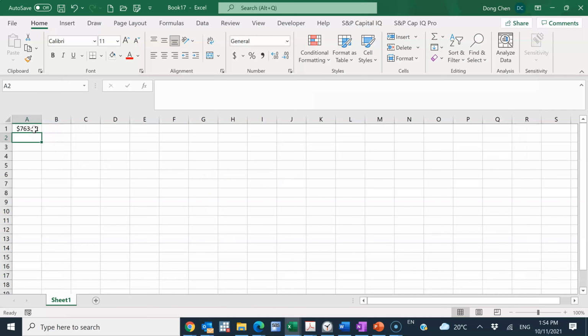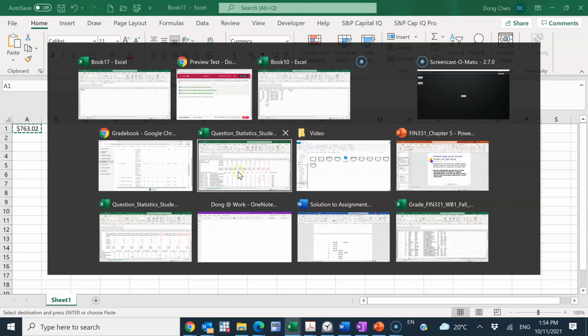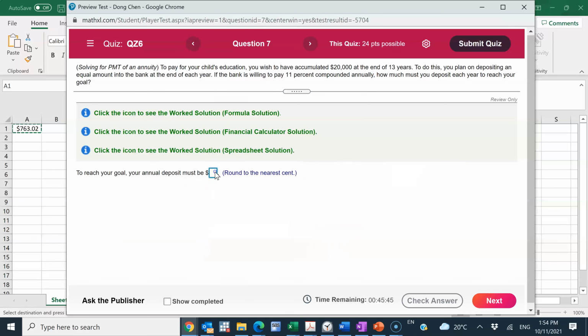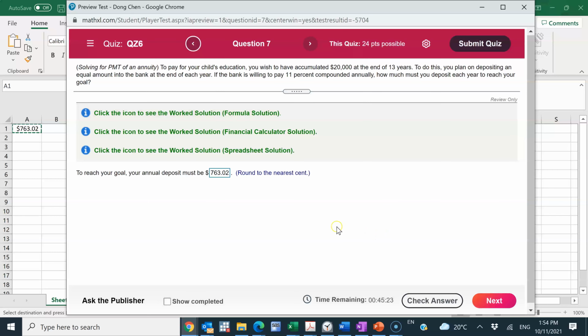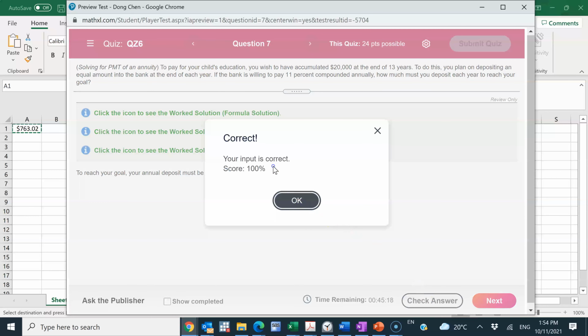I believe that's what we did. So just copy the number back and get rid of the dollar sign, because we already have a dollar sign before the blank. I guess I need to check my answer rather than go to next. Okay, input is correct.